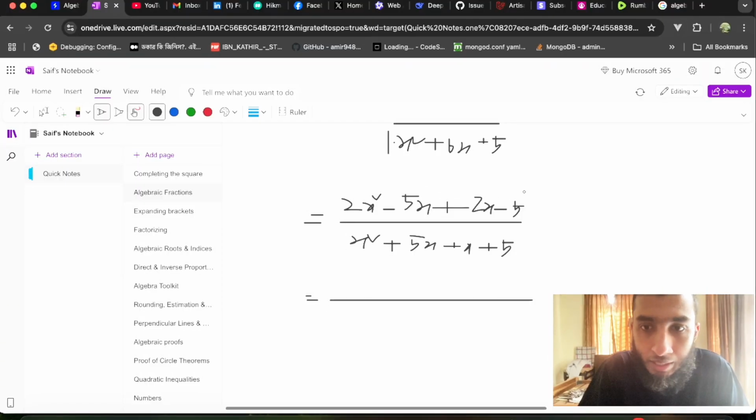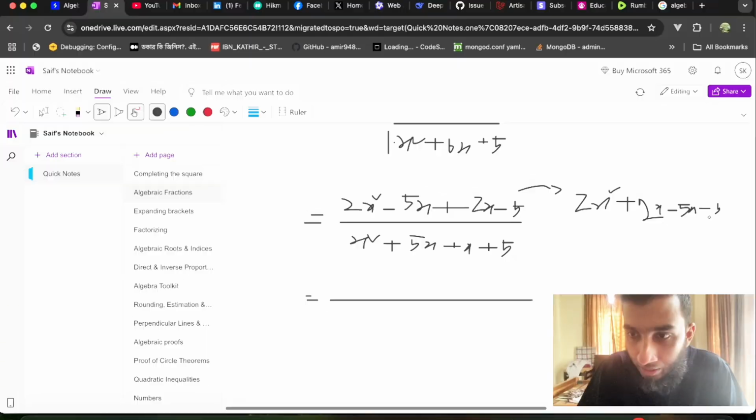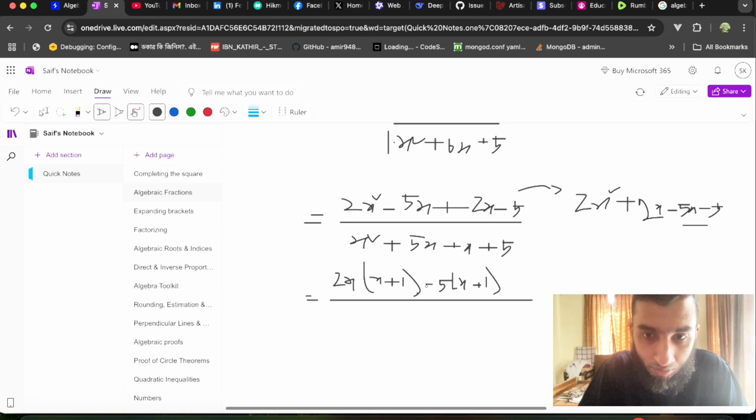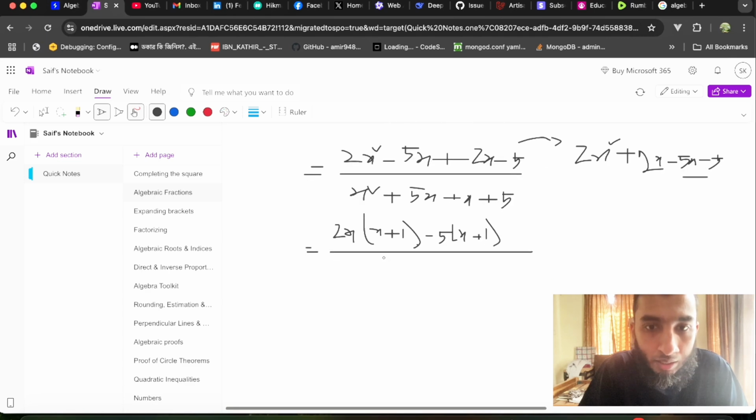If I write this as what? Twice x square plus twice x, I can take twice x common. So if I take twice x common, I get what? x plus 1. And if I take minus 5 common from minus 5x minus 5, I get what? Minus 5 multiplied by x plus 1. So minus 5x minus 5. And in the denominator I can take x common, so x multiplied by x plus 5 plus 1 multiplied by x plus 5.